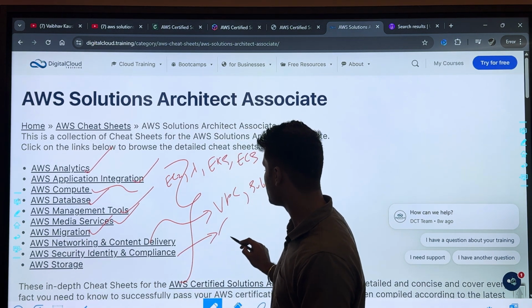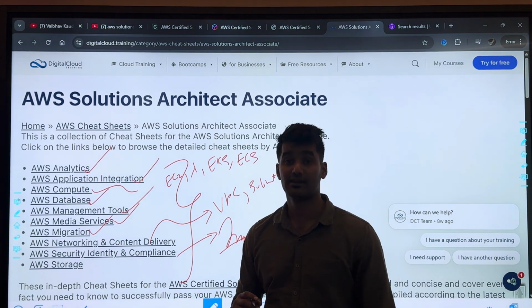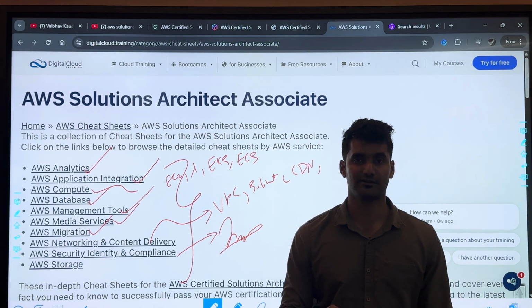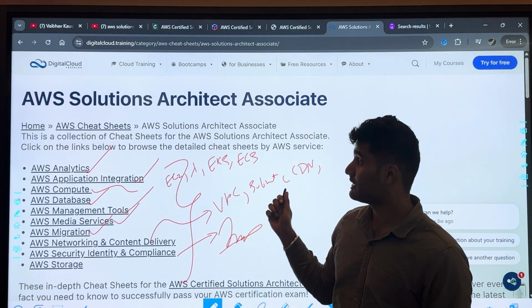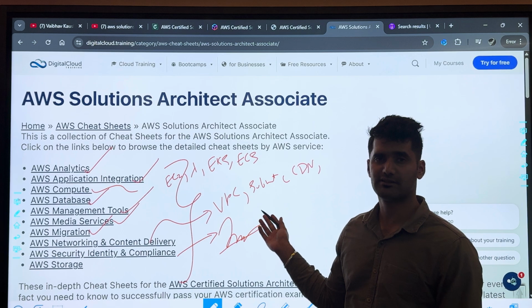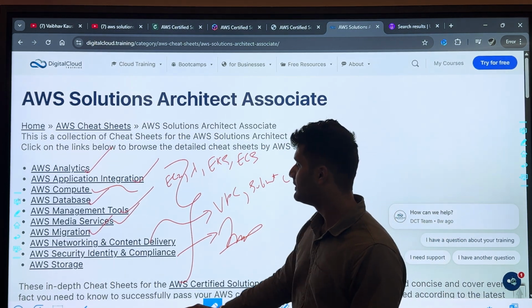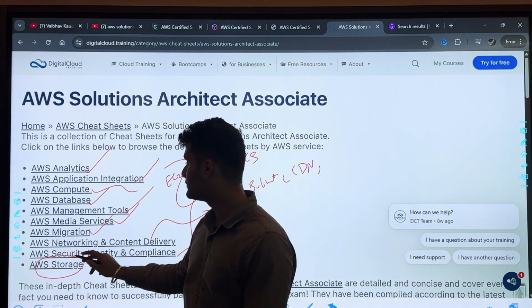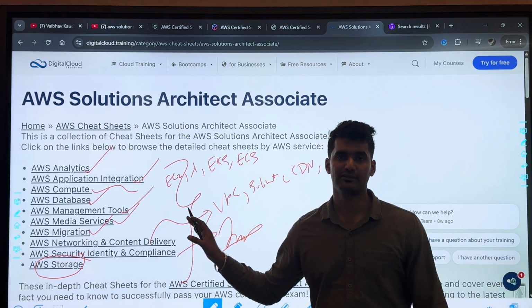This section is very important because you have to design all the solutions with security in mind. Security is most important while answering the question in the actual exam, right? Then you have the AWS storage services. So you can see you have a lot to learn in this certification.